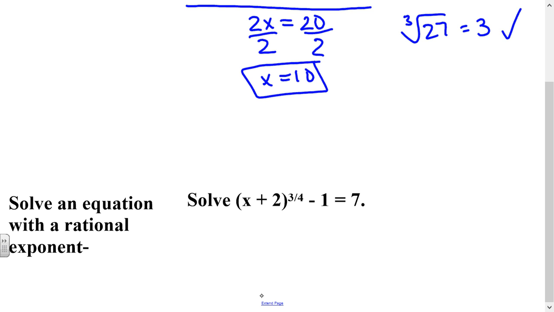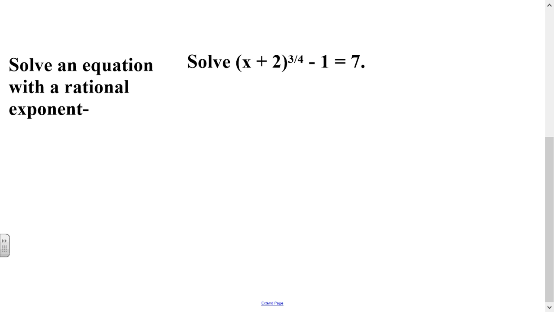Now the second type of equation we have is when we have a rational exponent, which is some kind of fraction as an exponent, okay? So right now we have the 3/4 power, okay? Now we can't cancel that out just yet because it's not all by itself. We still have this -1 hanging out here. So we need to get rid of that first. So we're going to cancel that out by adding 1 to both sides. And then we'll have x plus 2 to the 3/4 power equals 8.